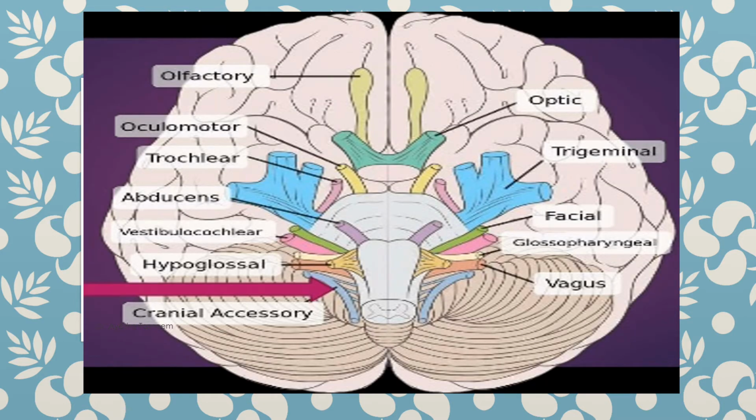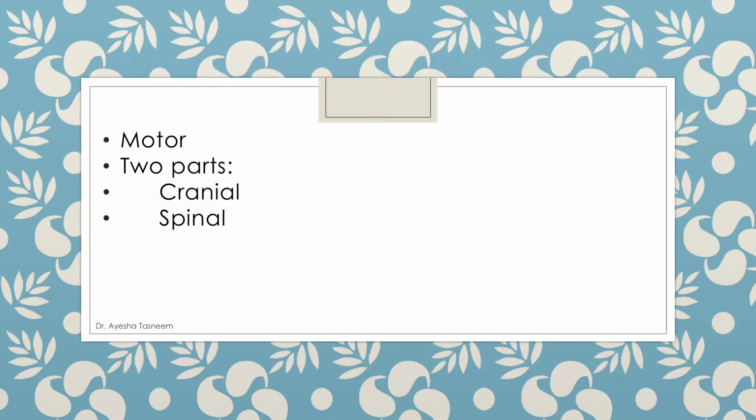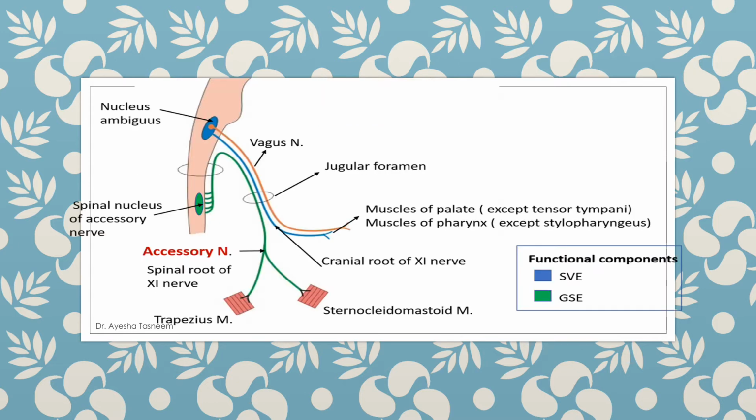The accessory nerve is a motor nerve and it is attached to the brainstem at the level of the medulla. Here you can see it is a motor nerve and it has two parts, or you can say it has two roots, cranial and spinal root. Firstly, we come to the cranial root.